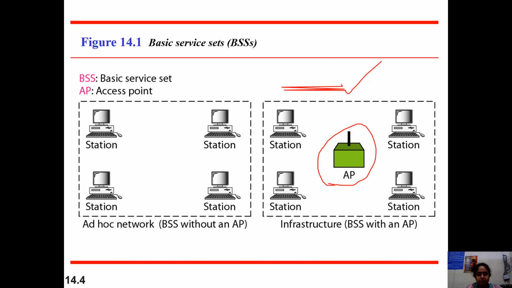It is easier to remember as well. Point coordination function belongs to the access point, right? And so that is why, when in infrastructure mode the AP uses point coordination function, the service is contention free. That means competition free. There is no competition. The access point decides and tells the station to send the data.